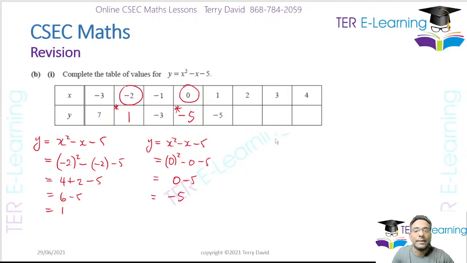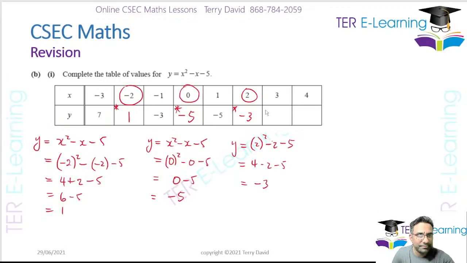Right? Next thing we're going to do, we need to figure out this value here in the table. So you're going to substitute 2 into the equation. So this is going to be y is equal to 2 squared minus 2 minus 5. Right? 2 2s are 4 minus 2 minus 5. 4 minus 2 is 2. 2 minus 5 is minus 3. So this here is going to be minus 3.